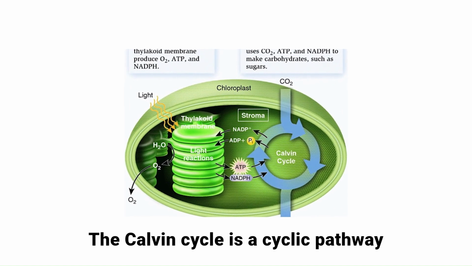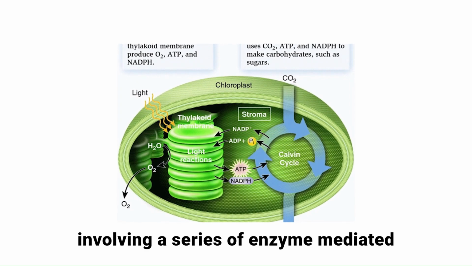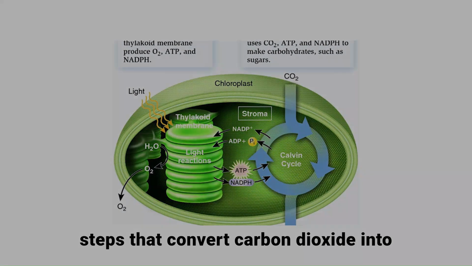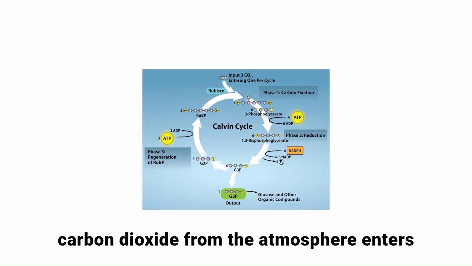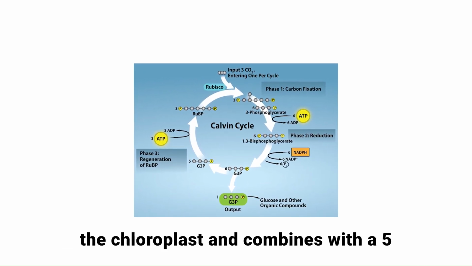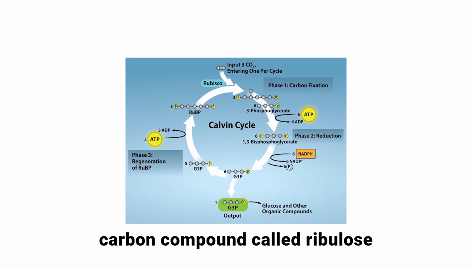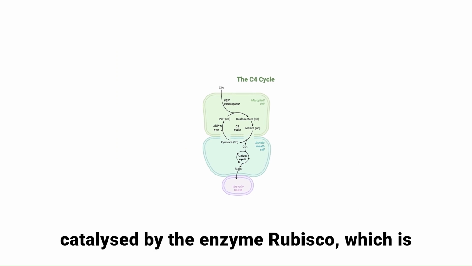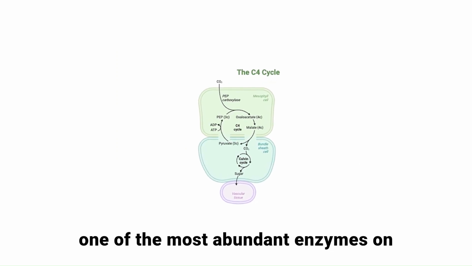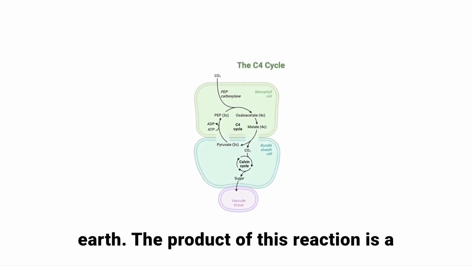The Calvin cycle is a cyclic pathway involving a series of enzyme-mediated steps that convert carbon dioxide into glucose. The cycle begins when carbon dioxide from the atmosphere enters the chloroplast and combines with a 5-carbon compound called ribulose bisphosphate. This reaction is catalyzed by the enzyme RuBisCO, which is one of the most abundant enzymes on Earth.